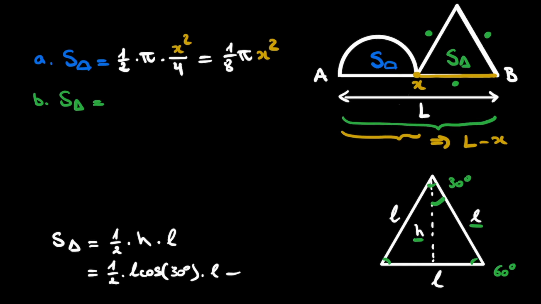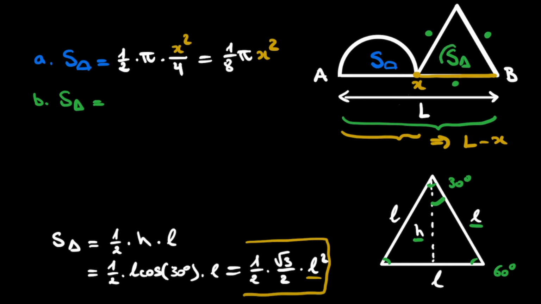Now we know that the cosine of 30 degrees is the square root of 3 divided by 2. So we get 1/2 multiplied by the square root of 3 divided by 2 multiplied by L squared. And this is the surface of an equilateral triangle by knowing the length of its sides. And we can now use this formula to calculate this specific surface right here, because the length of each side is capital L minus x.